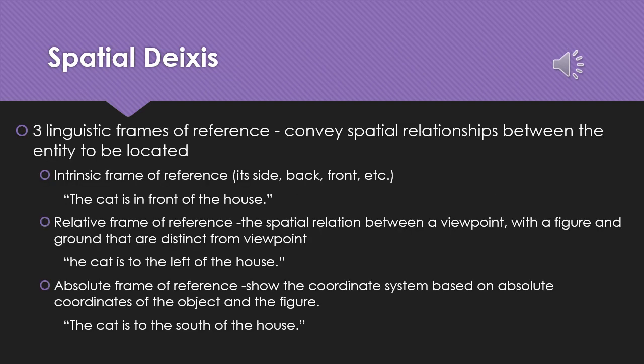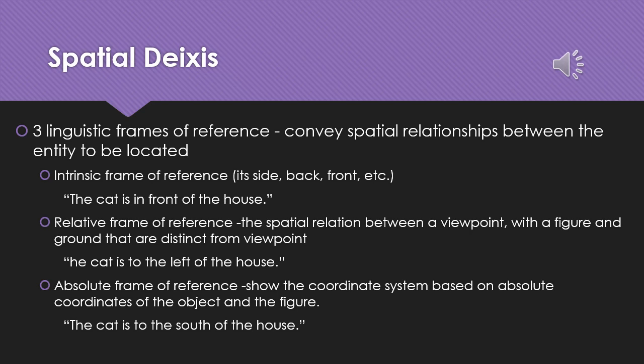There are three classifications of frames of reference. The first one is the intrinsic frame of reference. It is a binary spatial relation in which the location of an object is defined in relation to a part of another object. For instance, the cat is in front of the house. It means that the cat is at the part of the house that is its front, the side of the house that faces the street and has an entrance and maybe a porch.